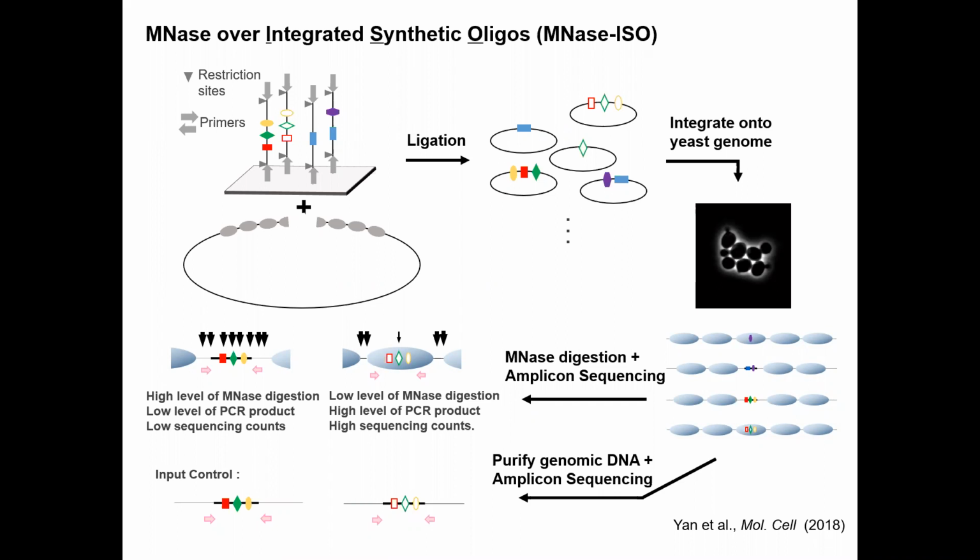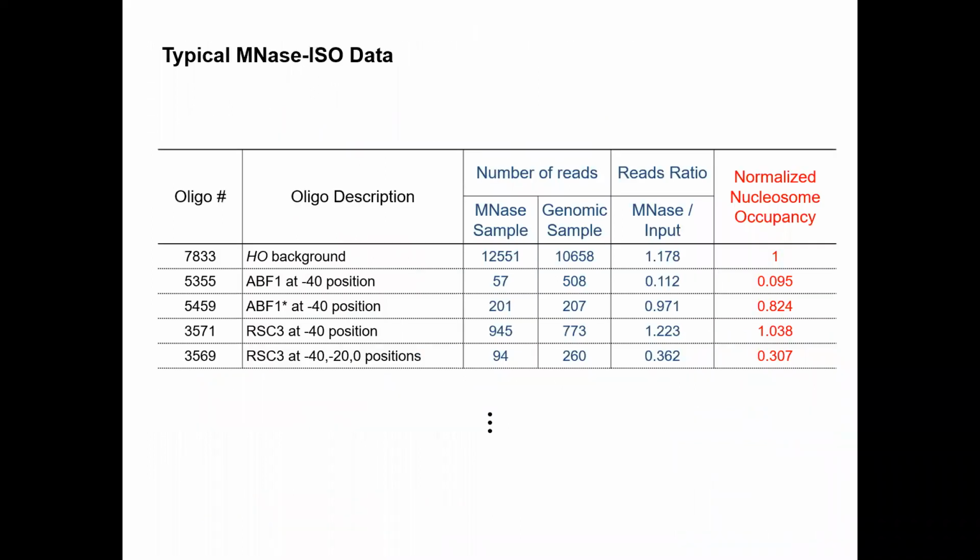I always joke that when you come up with a new method, if you don't have an acronym, nobody cares about it. So we call this MNase over integrated synthetic oligos, MNase-ISO. This is what the data look like. For each of the oligos that we designed, we get these 2 reads, and we take the ratio that leads to this normalized nucleosome occupancy.